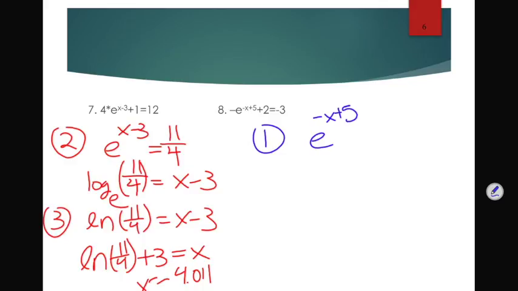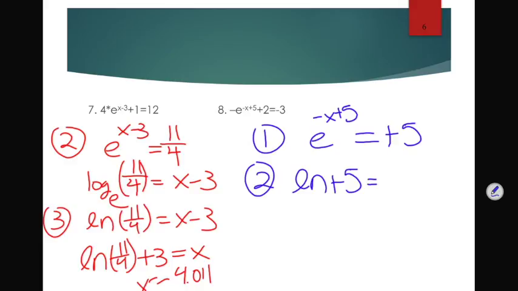Okay, so I'm just gonna write it down. So step number 1, get that exponent of e by itself. Subtract 2, divide by negative, get e to the negative x plus 5 equals negative 5. Rewrite. When I rewrite, I should have natural log of negative 5. Oh, this should be positive 5 because it's a negative e. Sorry. Natural log of positive 5 equals negative x plus 5.